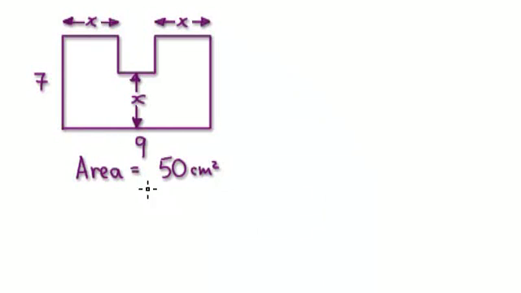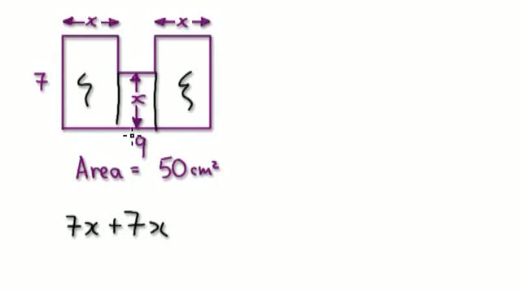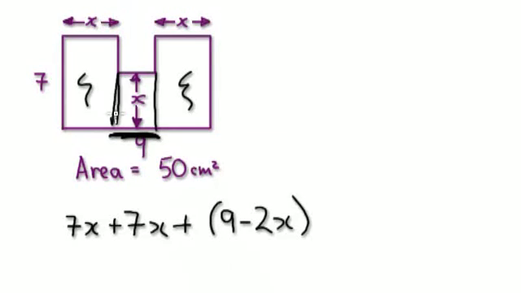So the area of this would be 7x plus 7x. That would take care of this and this. And now I'm going to get this length here, which is plus 9 take away 2x. So 9 take away 2x will give me this length here. Now I need to times it by this height here, which is x. So I just need to times it by x here. That will give me the expression for the whole area.